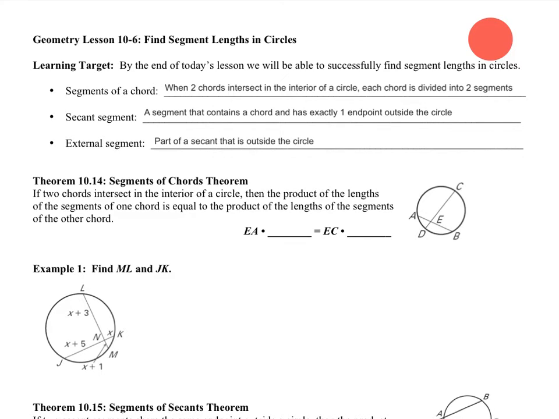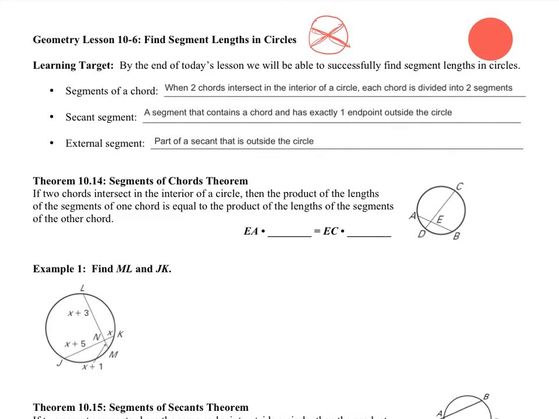Now, for the first vocab term, segments of a chord. When two chords intersect in the interior of a circle, each chord is divided into two segments. So if we have a circle, and we have two chords that intersect, then these chords are cut into segments.